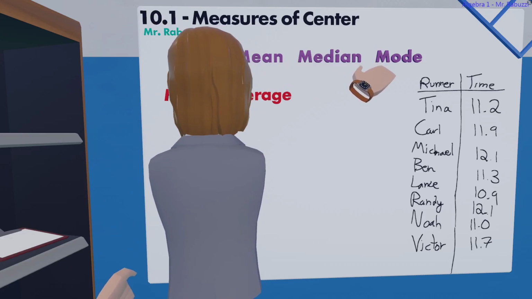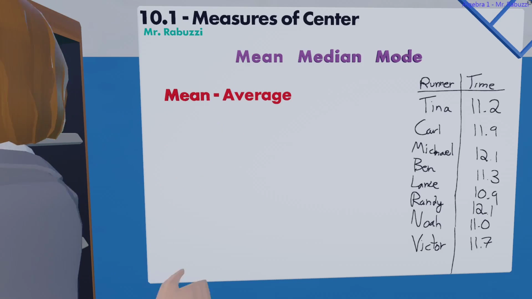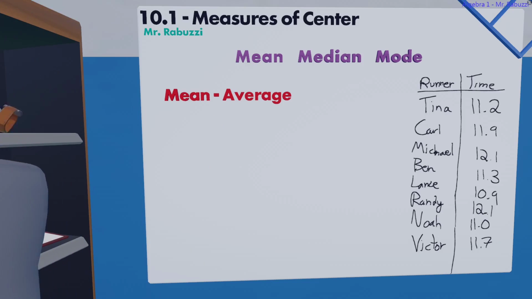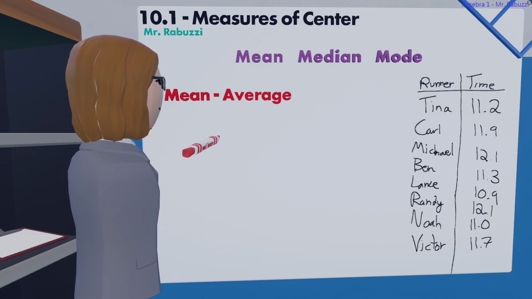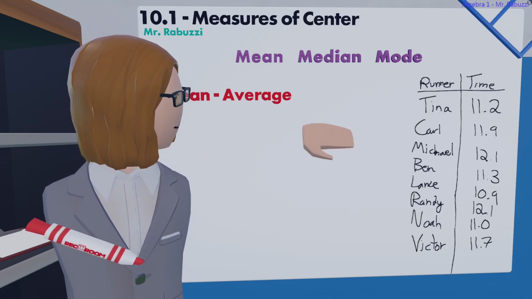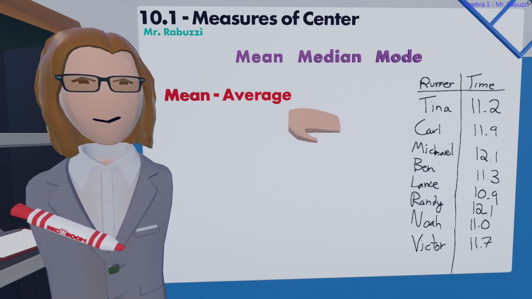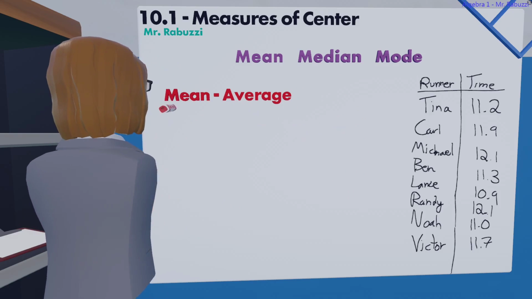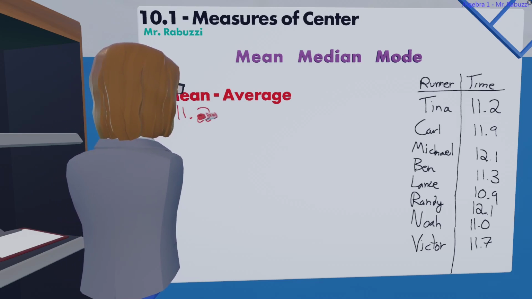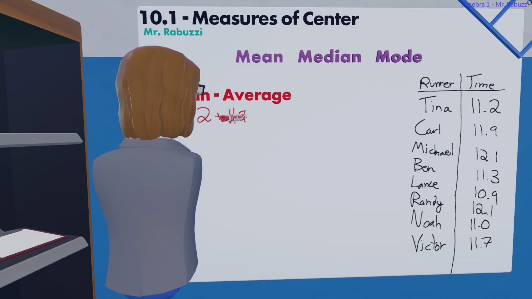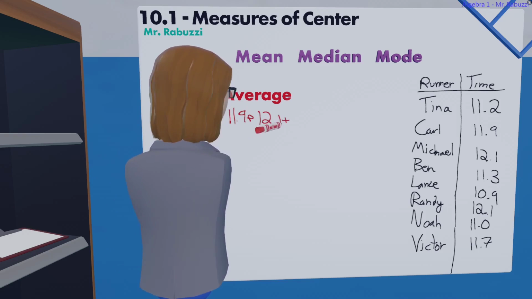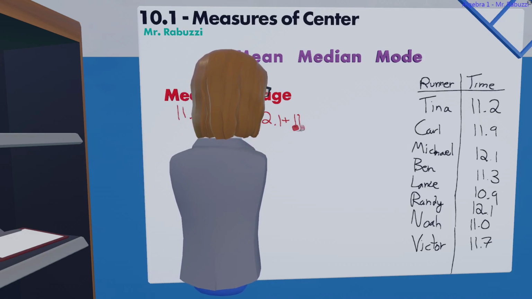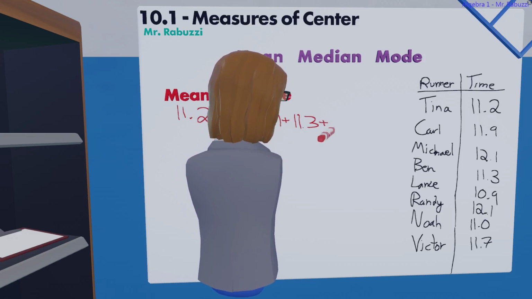Bing, bang, boom. First is the mean. To find the mean, let's use red for mean, because I wrote that name in red. For mean, we're going to add them all up, right? I don't need to put them in order for mean, but I will take all the data from over there and add it up. We're going to have 11.2 plus 11.9 plus 12.1 plus 11.3.